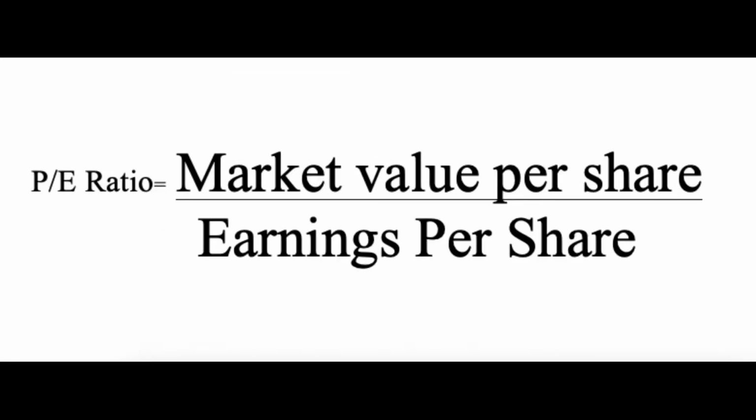In order to get the PE ratio, we have to take the current market value per share and divide that by the earnings per share. So that will then equal the PE ratio. This is the golden equation, guys. This is the one equation that everybody should know how to do. Market value per share divided by earnings per share, PE ratio.